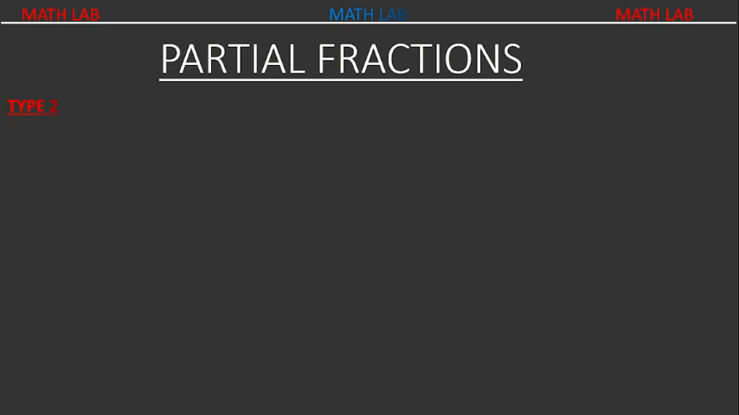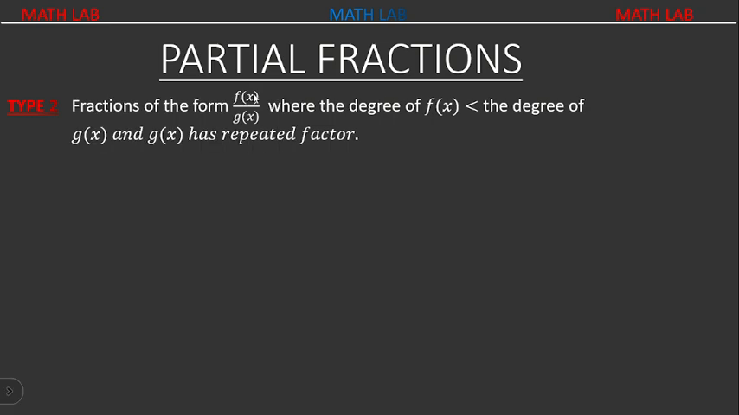So now let's talk about type 2. Fractions of the form f of x over g of x, where the degree of f of x is less than the degree of g of x, and g of x has repeated factors. Okay, when we talk about degrees, we talk about the power of x. So when the power of x in f of x up is less than the power of x in g of x down, then we can proceed with type 2.